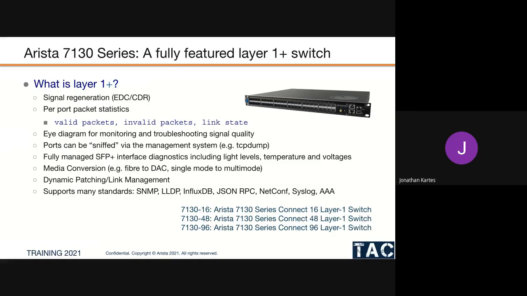You'll also see a lot of connotation that these are a layer 1 plus switch. So what is that plus? That plus means that we're doing signal regeneration, right? We kind of talked about that. That's how we're able to convert between media types. It also means that we've got per port packet statistics. We can determine if it's a valid packet, an invalid packet. We maintain link state for each connected host. So while the hosts might see them as a connection to each other, like this was a patch panel, we can see in both directions. And we can do eye diagrams for monitoring and troubleshooting signal quality.